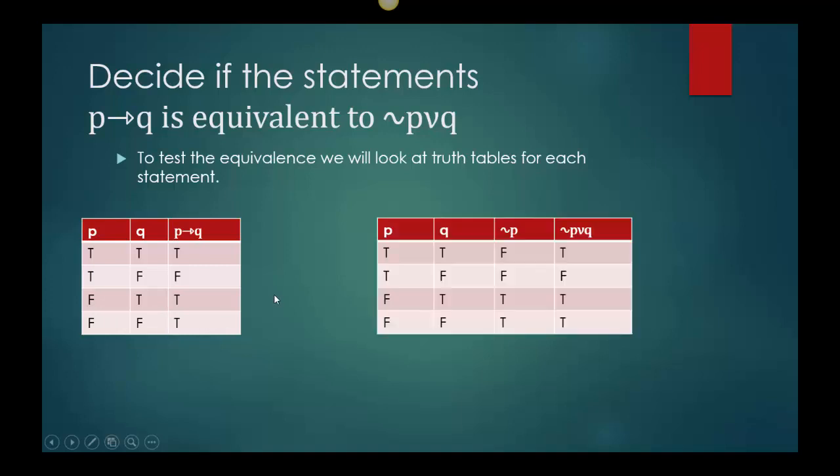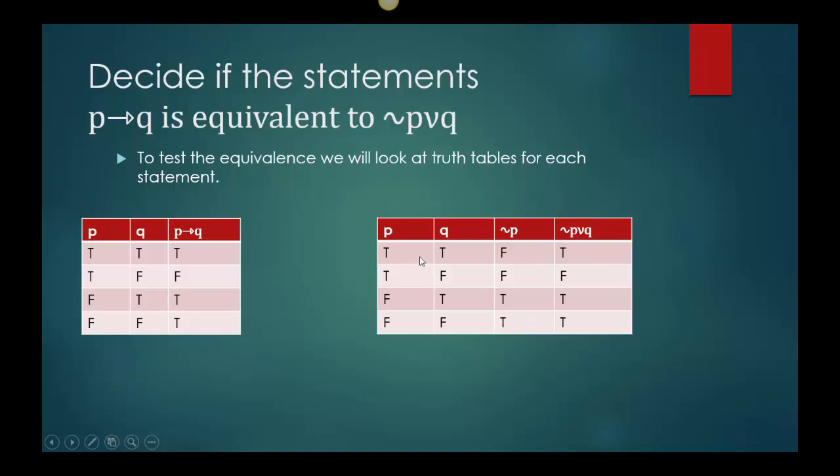All right, so let's keep our comparison. The other statement, not P or Q. This time I need to start with P. I need to have P and Q. I see this negation for P, so I need a column that'll be not P, and then I want to put the two things together, not P or Q.